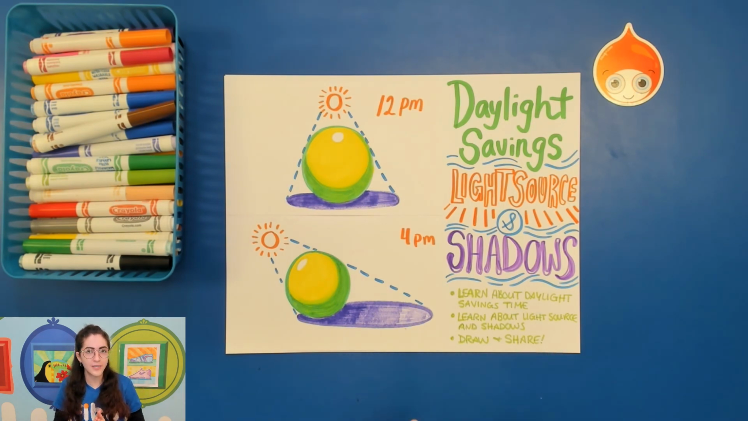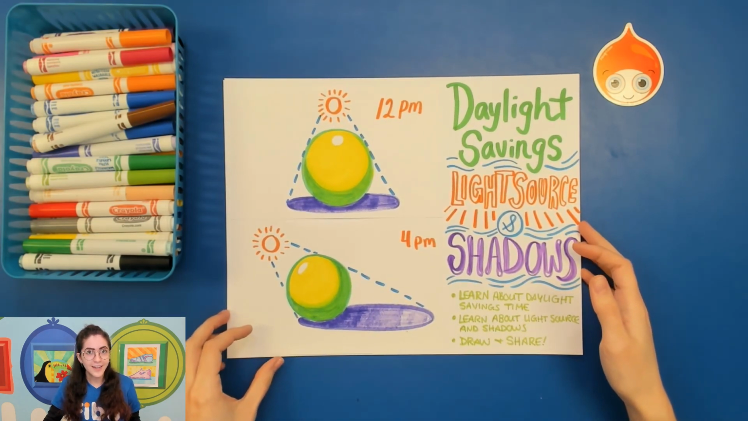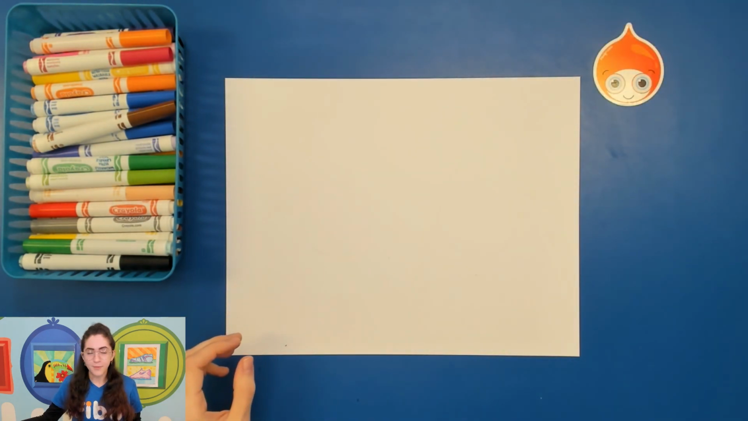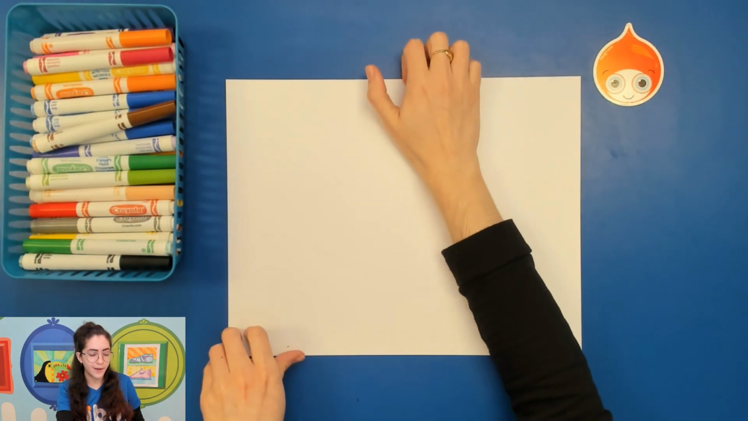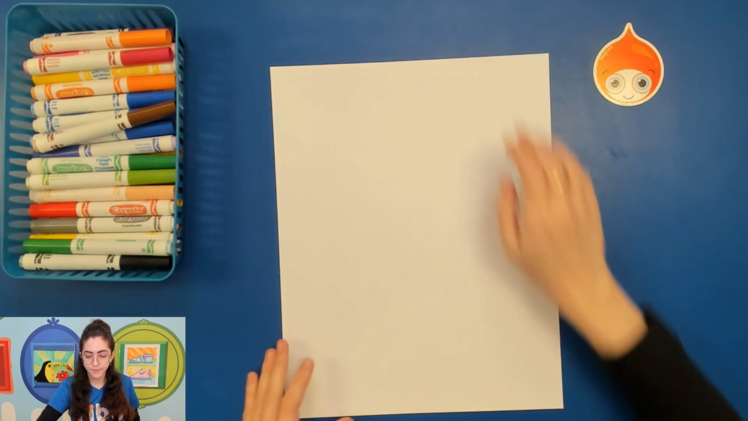Now, what does this have to do with daylight savings? Well, daylight savings is all about the sun and when it's going to be up. Let's get a paper ready, and I'll tell you a little bit more. I'm going to turn my paper vertical, up and down, just so that I can show you the examples that we're going to draw.